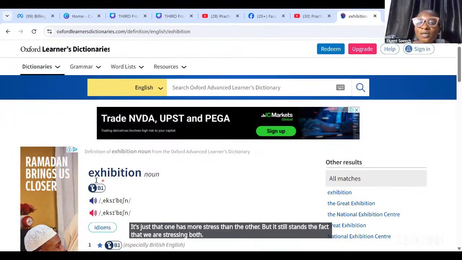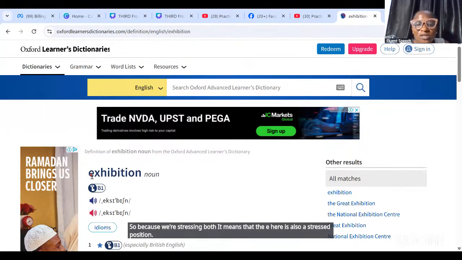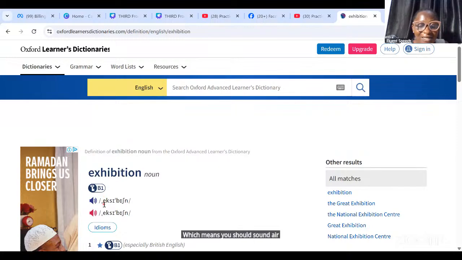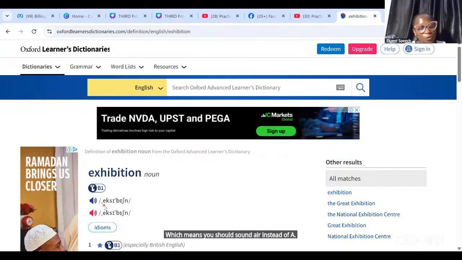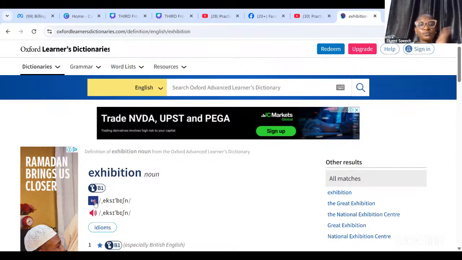So because we're stressing both, it means that the E here is also in a stressed position, which means it should sound A instead of A. So if I want to pronounce this, it goes exhibition. Let's listen to the dictionary pronunciation. Can you hear it? Let me know if you heard the dictionary pronunciation. I've played it like 3 times.